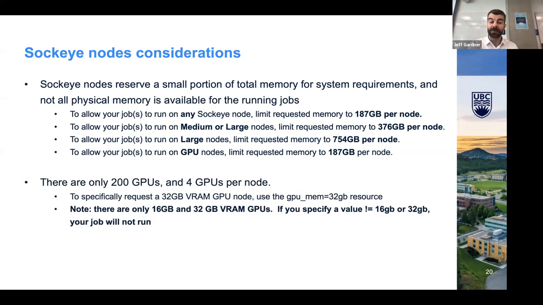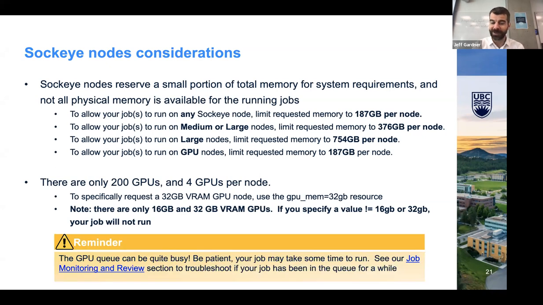More text: there are only 200 GPUs and 4 GPUs per node. To specifically request a 32 GB VRAM GPU node, use the gpu_mem=32GB resource request. We talked a little bit about that yesterday, and we do have a note about this in our user documentation. Just note that there are only 16 and 32 GB VRAM GPUs. So if you specify a value outside of 16 or 32, your job will not run.